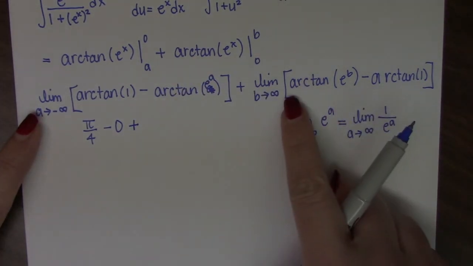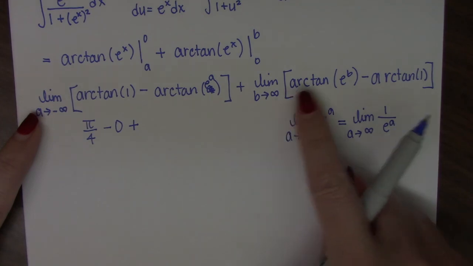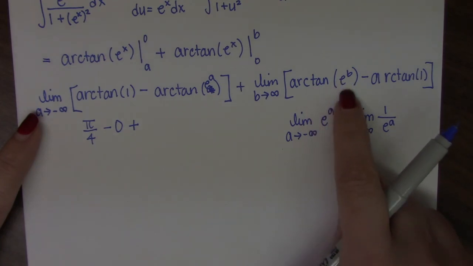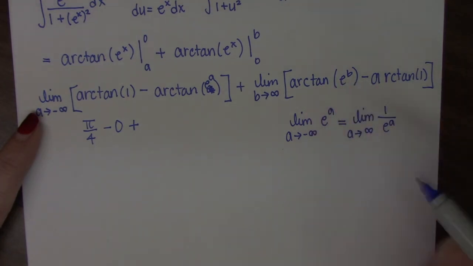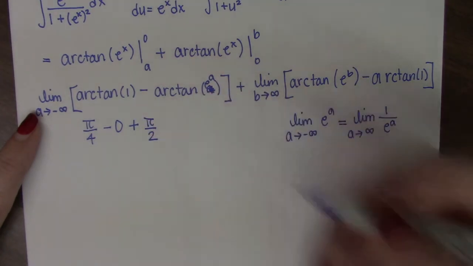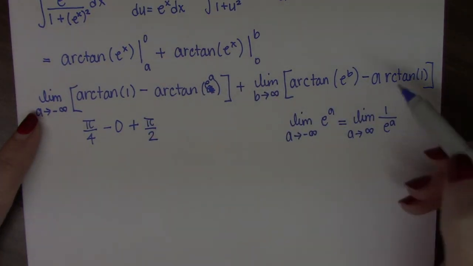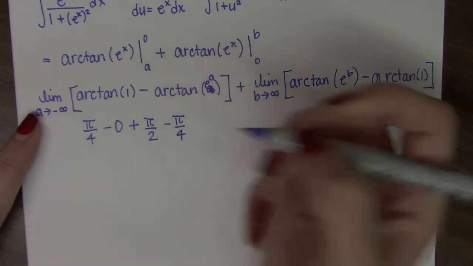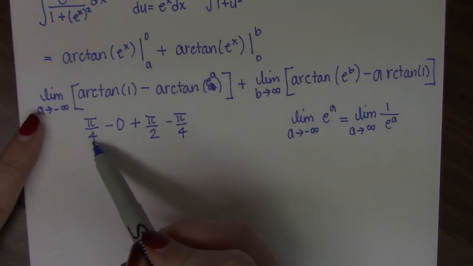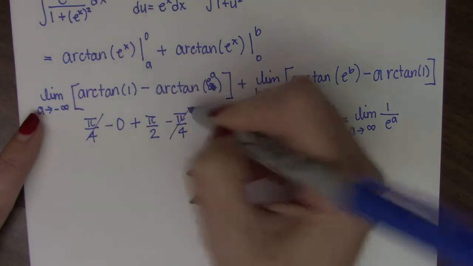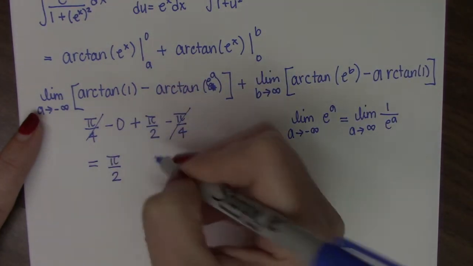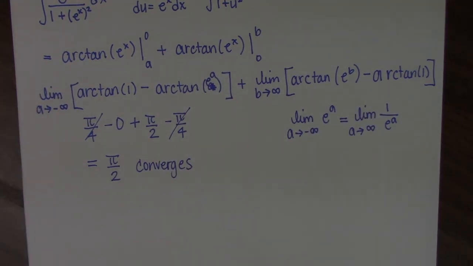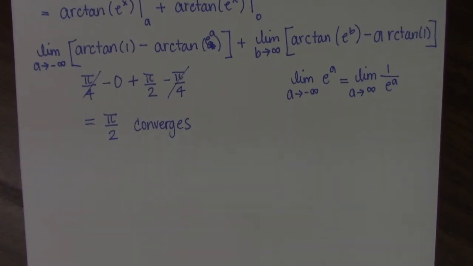For this guy, well, the arctan of e to the b, well, b is going to positive infinity. So this is blowing up and getting huge. So we're actually saying, what does arctan become when this value inside gets really, really big? And we saw on the graph, well, that happens when it approaches pi over 2, right? It just starts getting closer and closer to pi over 2. Arctan of 1, well, that's just a known value again. That's just pi over 4. So now when we simplify this, we're going to get pi over 4 minus pi over 4. So those cancel. And so all we're left with is pi over 2. So this converges.